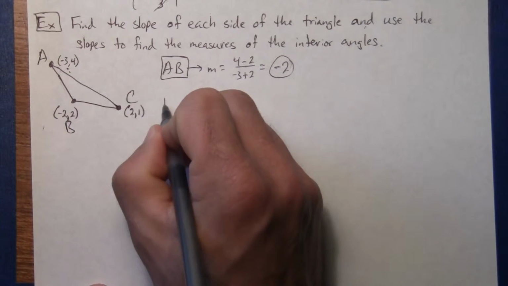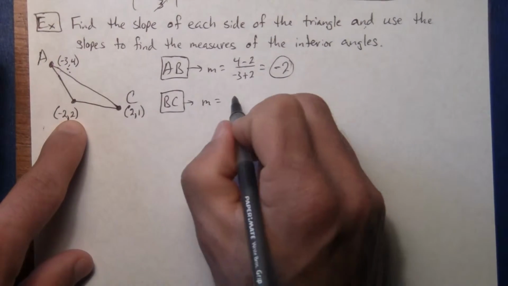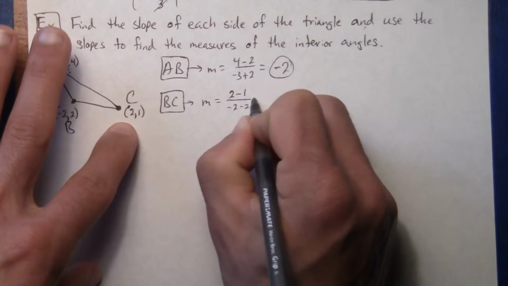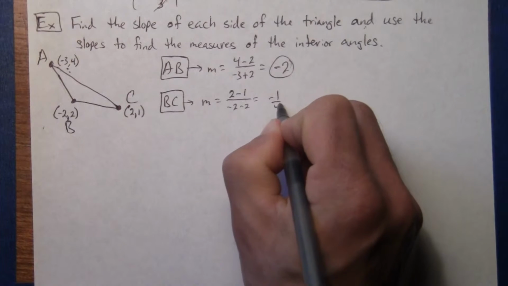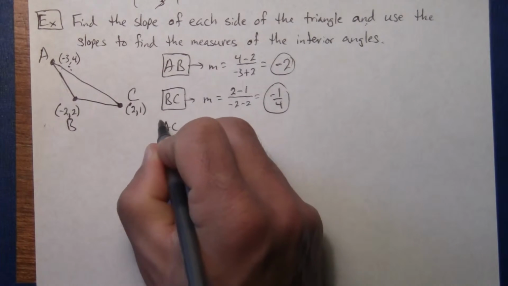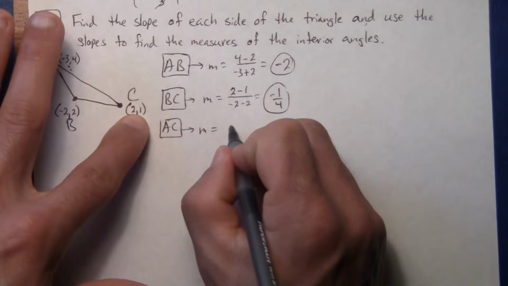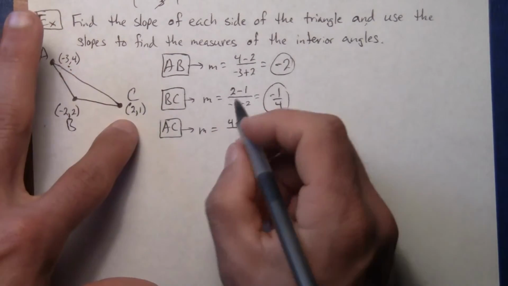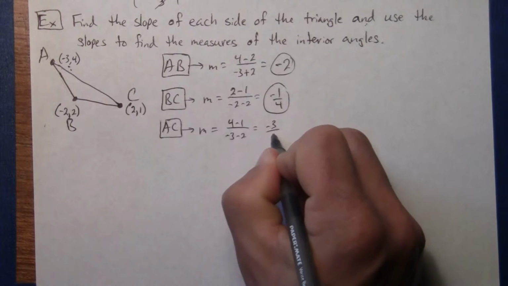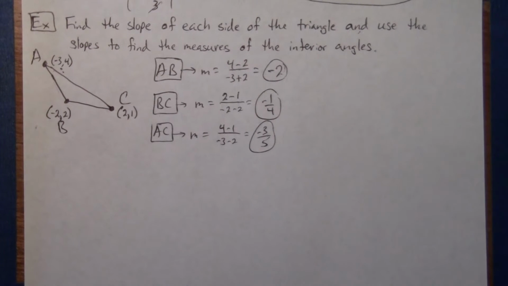If I move on to BC, my slope is going to be 2 minus 1 divided by negative 2 minus 2, or that's going to give me negative 1/4. And then I'll move on to AC, my last one. Finding the slope for that one, it is going to be 4 minus 1, or 3, divided by negative 3 minus 2. And so it ends up giving me negative 3/5. So there's the first thing that they were asking for. Find the slopes of all of the line segments, and there it is.